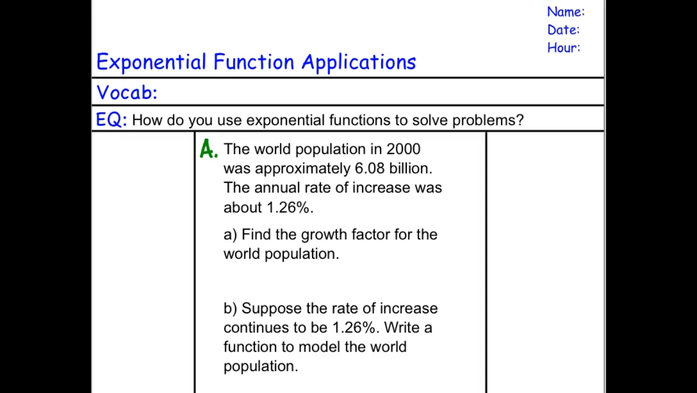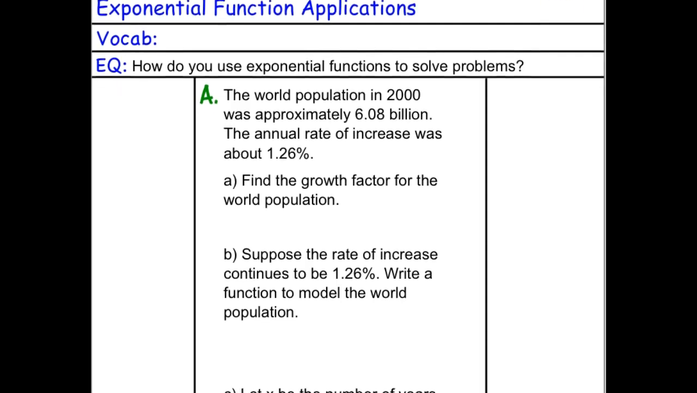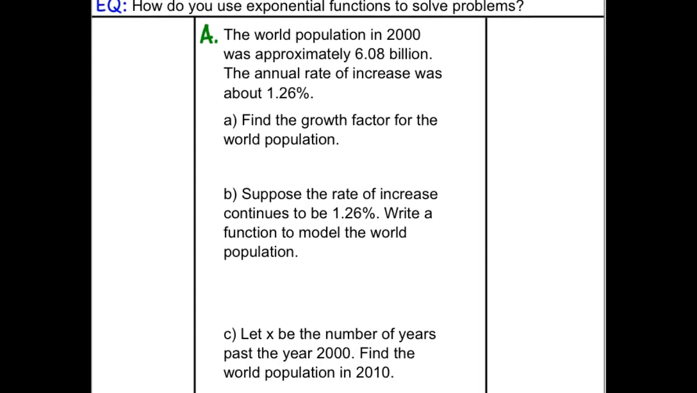So we have here the world population in 2000 was approximately 6.08 billion. The annual rate of increase was about 1.26%. So for the first part, we want to find the growth factor for the world population. So that means we're trying to find B.